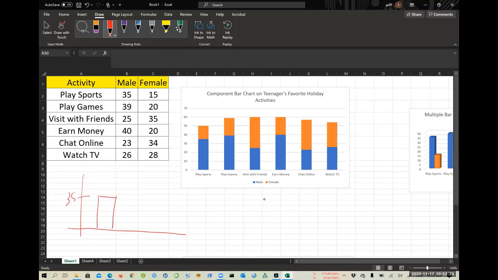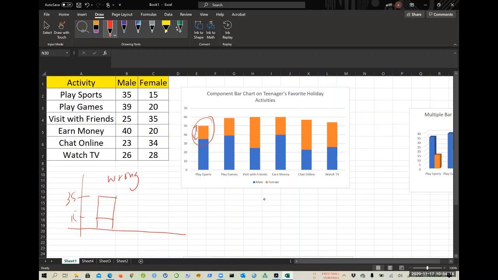So this is for male, you see, right? And then you're supposed to add 15 on top of the male. So it will be 50, something like this. So the difference here is actually 15. But the most common mistake done by students when they deal with stack bar chart or component bar chart is that instead of stacking on top of the previous bar, they overlap them. So instead of having 15 on top, they have 15 over here. So this is the wrong one.